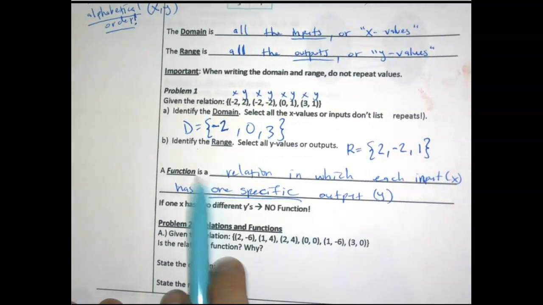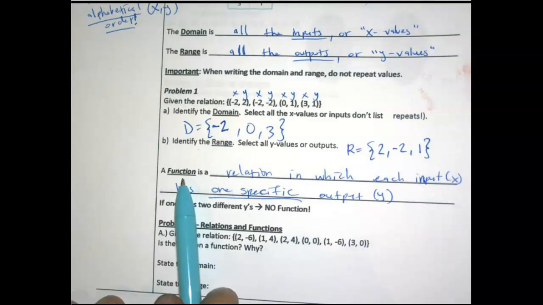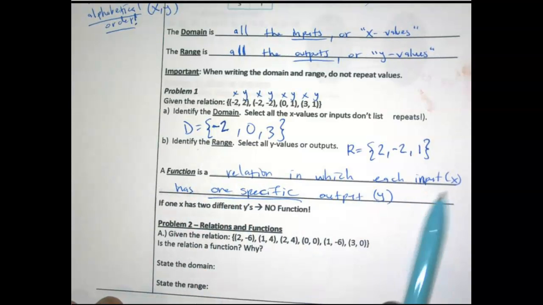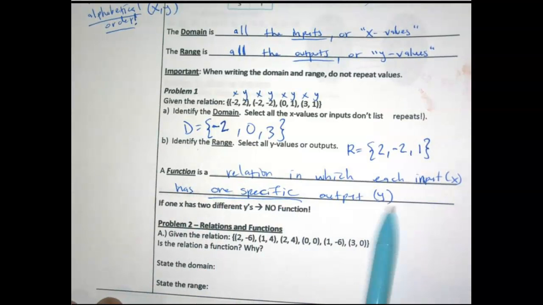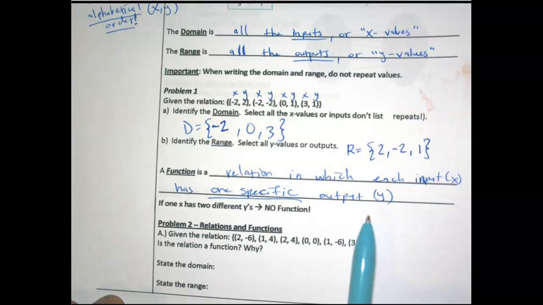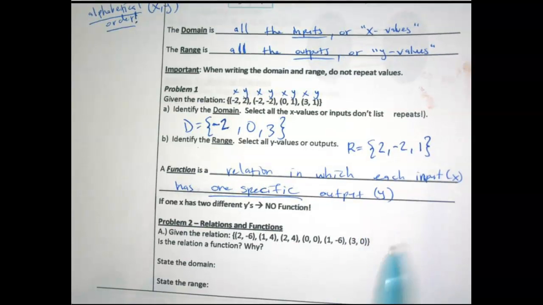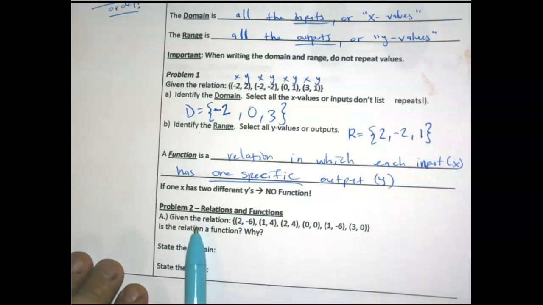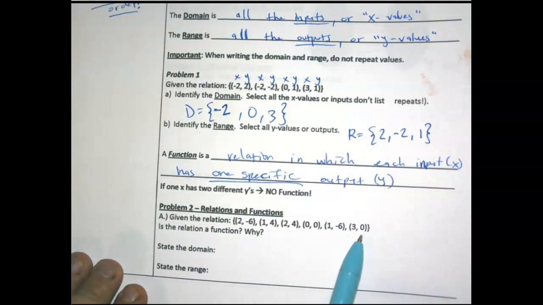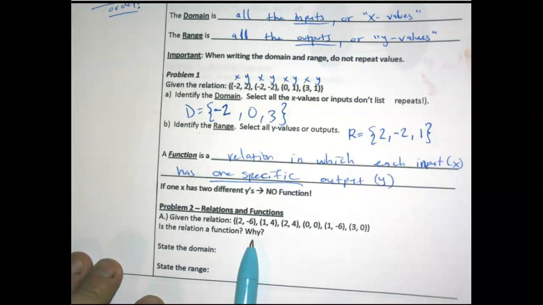So right here, I define a function. A function is a relation in which each input has one specific output. Okay, so we'll see what that means in the next couple problems. So let's see. Given the relation (2, -6), (1, 4), (2, 4), (0, 0), (1, -6), and (3, 0), is the relation a function and why?